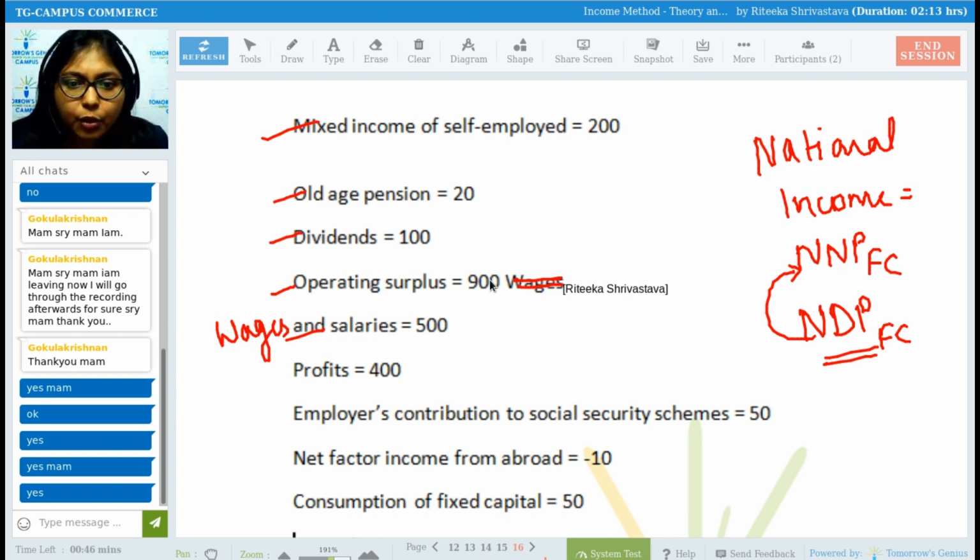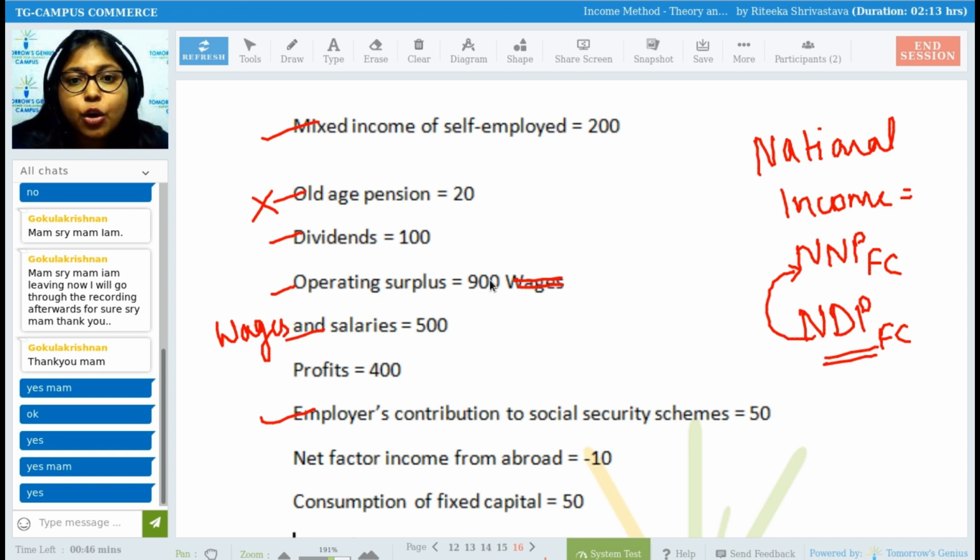Here there is wages and salaries, profit, employers' contribution to social security scheme. So now you can see the heading is directly given to you. So should we take old age pension? No. As I have said, if the direct heading, direct component is given to you in the question, then you have to take that. You don't have to take the sub parts of it.